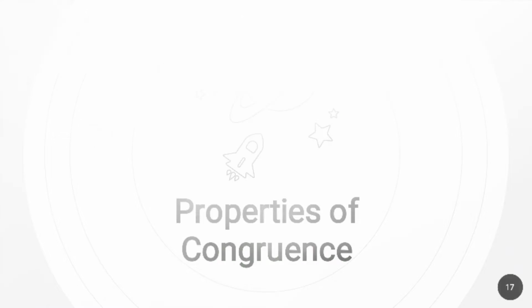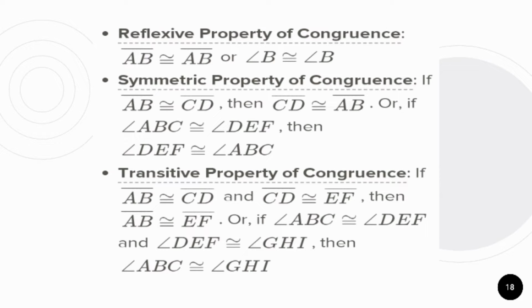Properties of congruence. Reflexive property. When a relation has a reflexive property, it means that the relation is always true between a thing and itself. So, segment AB is congruent to segment AB, or angle B is congruent to angle B.